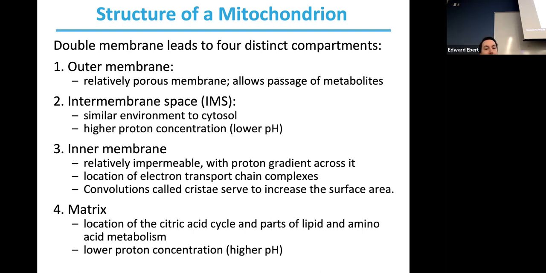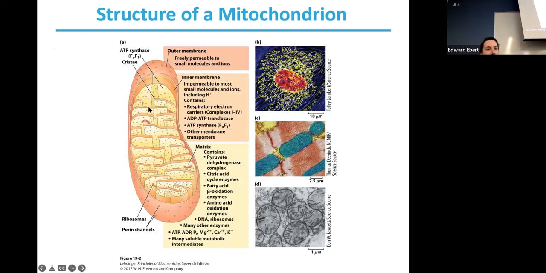And the matrix space is where we make our ATP, but it's also the location of our citric acid cycle and parts of lipid and amino acid metabolism as well. So we need to get other stuff in and out as well. This chapter, we're mainly just focusing on the electron transport chain, but when we go back, we're going to see, oh, we got to get the citric acid cycle. Part of it's in the cytosol and part of it's in the matrix. Why? That'll be a question I'll have for you guys. And also our matrix has a lower protein concentration, so it's going to have a higher pH than the inner membrane space. So this is what I mean by the cristae.